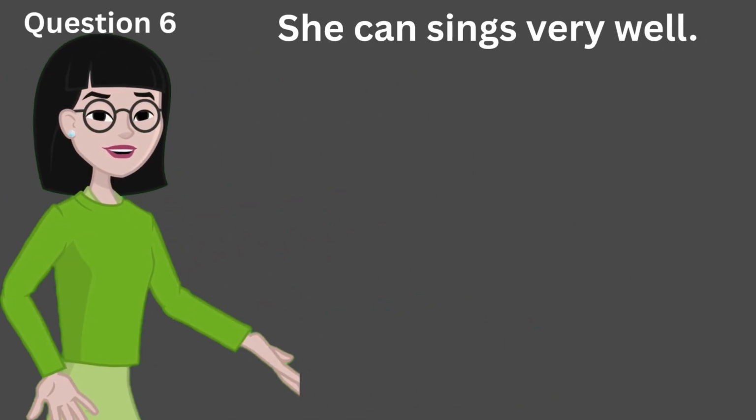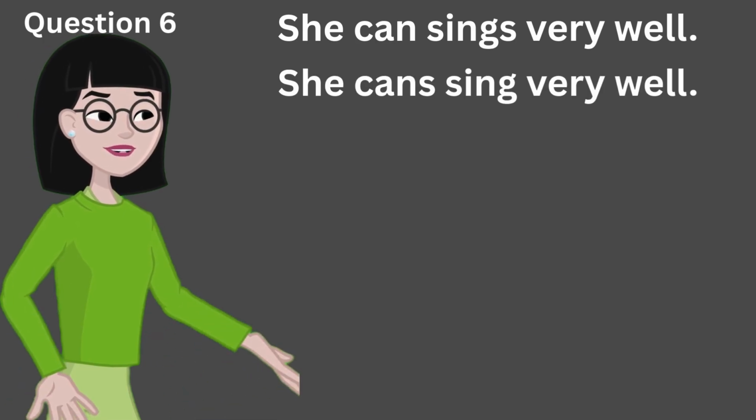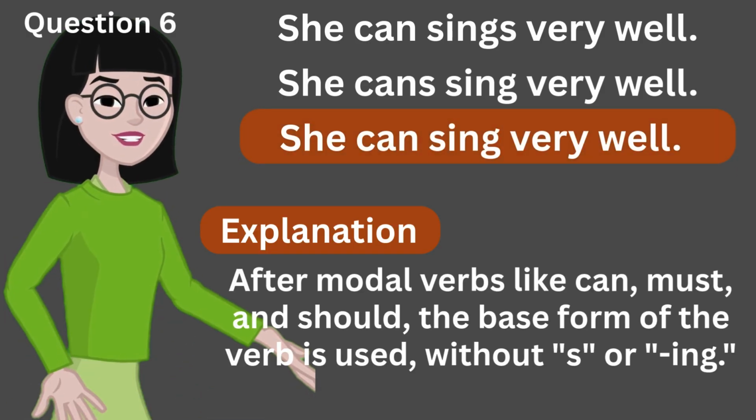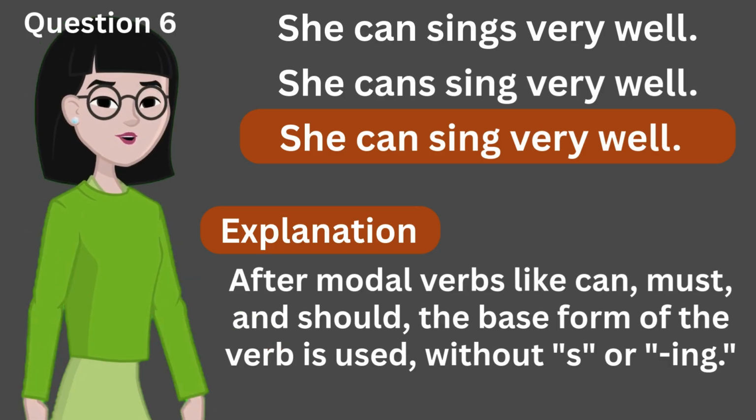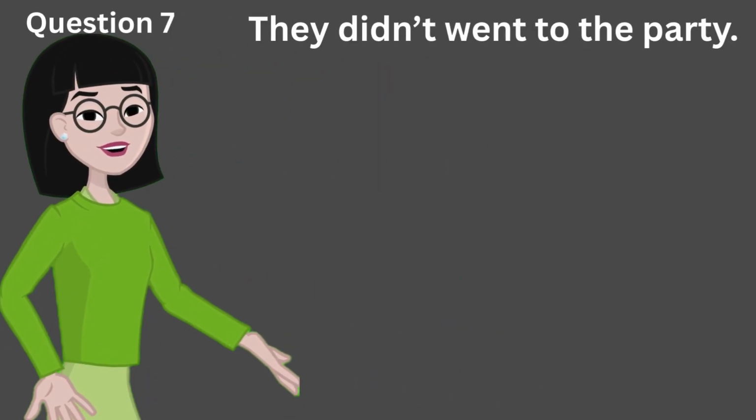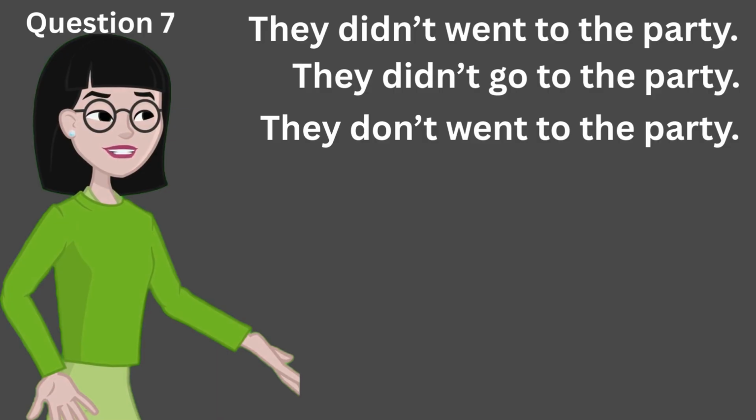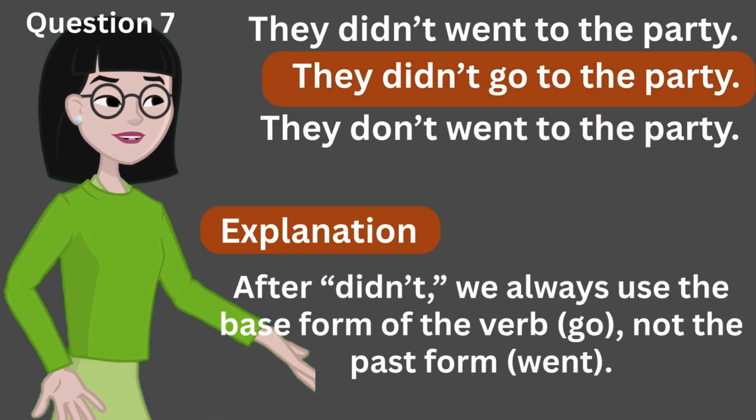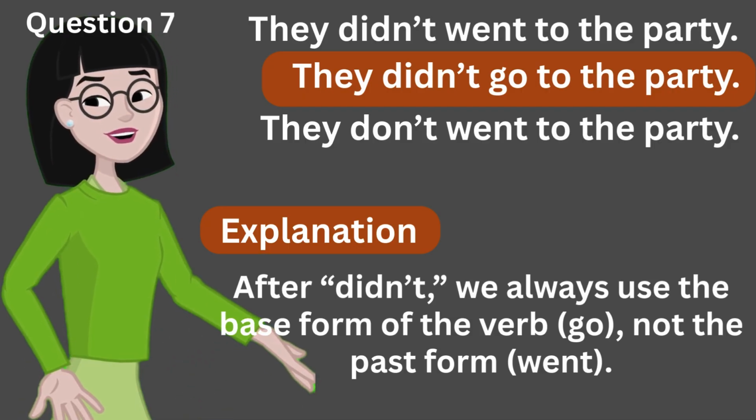Question 6. She can sings very well, she can sing very well, she can singing very well. After modal verbs like can, must, should, the base form of the verb is used without s or i-n-g, so the right answer is she can sing very well. Question 7. They didn't went to the party. They didn't go to the party. They don't went to the party. After didn't, we always use the base form of the verb go, not the past form went. The answer is they didn't go to the party.